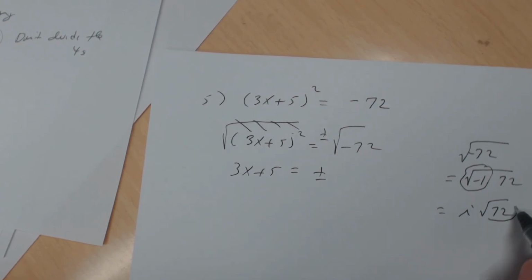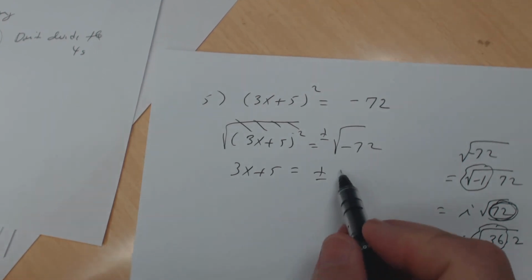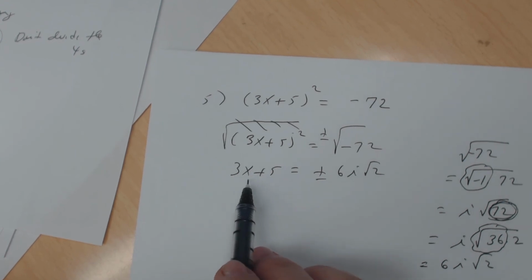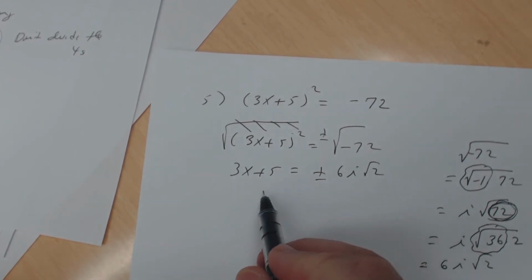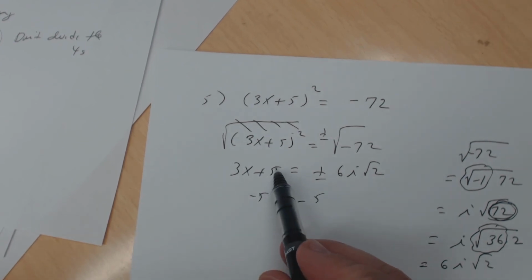And 36 is the largest perfect square that goes into 72. So you get i square root of 36 times 2. And the square root of 36 we know is 6. So I get 6i square root of 2. And that goes here. So 6i square root of 2. And then now we're going to get x by itself, so I'm going to subtract 5 from both sides. Subtract 5 just like this, and combine like terms.